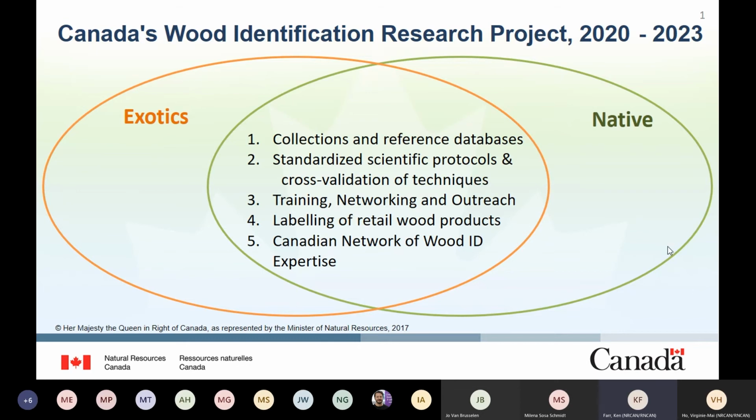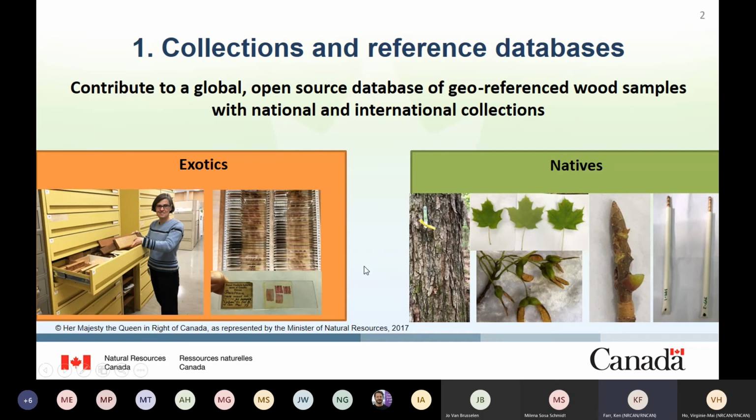So the first objective is to contribute to a global open source database of georeference wood samples that will include national and international collections. In parallel, we hope to acquire new exotic species wood specimens to add to our existing collection of physical reference samples for Canadian species. So with that in mind, we are seeking to acquire more samples of priority exotic species, such as Dalbergia and other CITES listed species that are in trade in Canada. And we will be adding for this project to our native species collection through new sampling campaigns using the GTTN sampling guide.